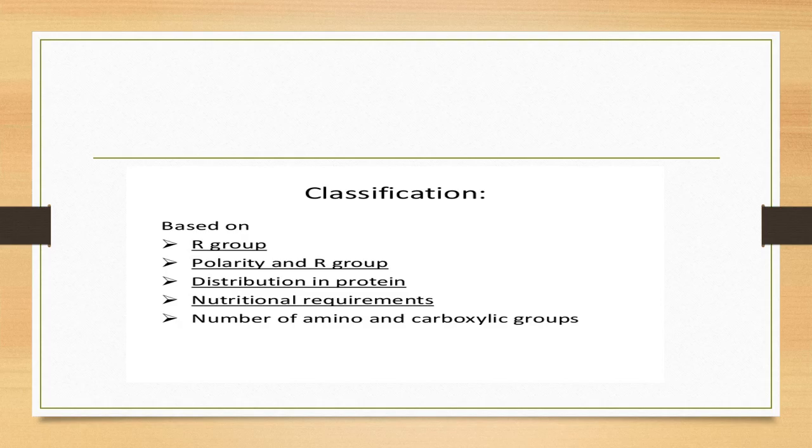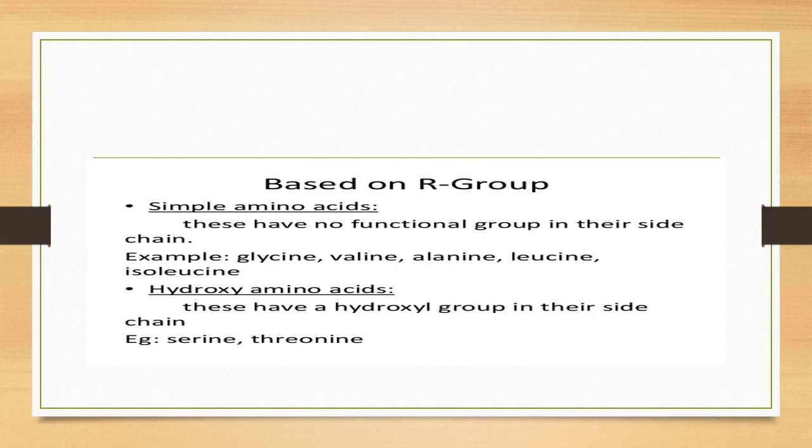So amino acid is basically classified in so many types on different bases. For example, look at the screen, classification of amino acid is based on the R group, structural classification, polarity and the R group, right? Distribution in protein, nutritional requirements, number of the amino and carboxyl groups. That is very important to understand. Look at next screen. Going further.